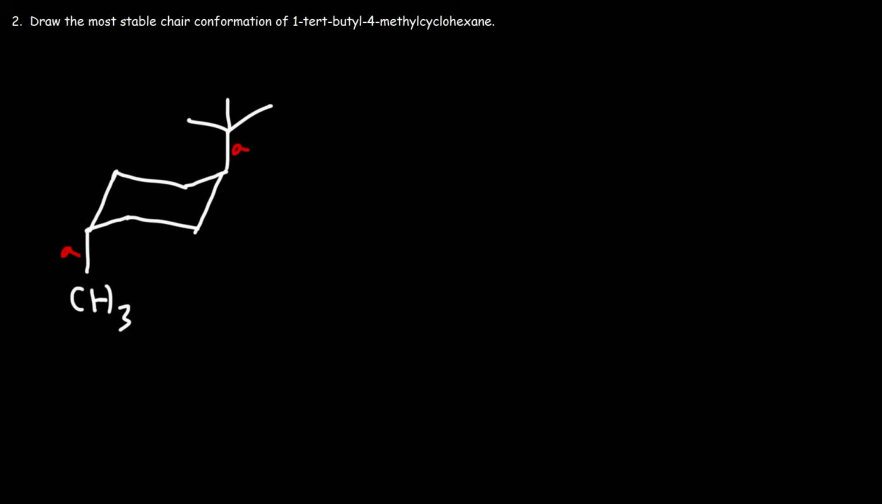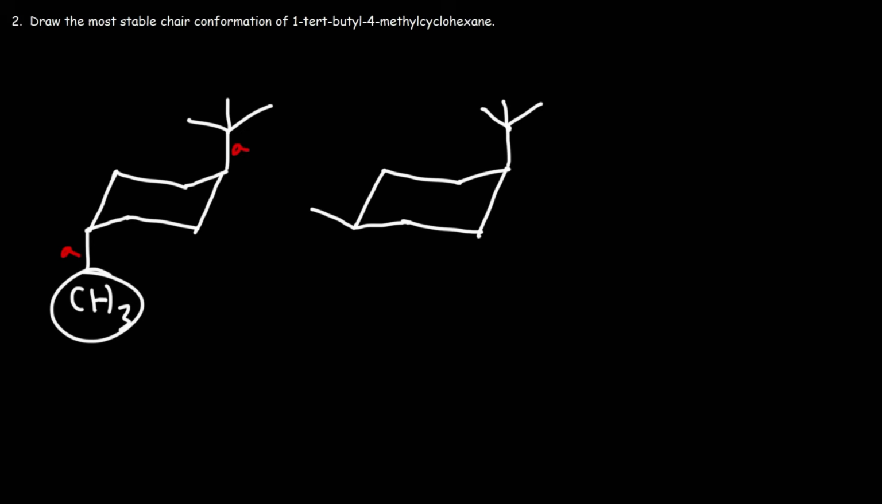So in terms of stabilities, there's four different types of stabilities that we can have here. It could be axial-axial, axial-equatorial, equatorial-axial, or equatorial-equatorial. So let's draw four different combinations based on what we just saw. So let's keep the tert-butyl group in the axial position, but now let's move the methyl group to the equatorial position. So if this is axial down, this is going to be equatorial up.